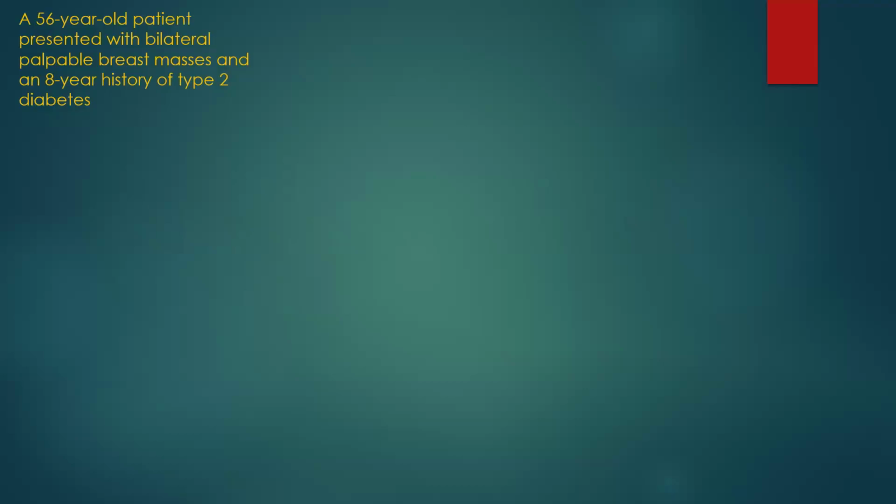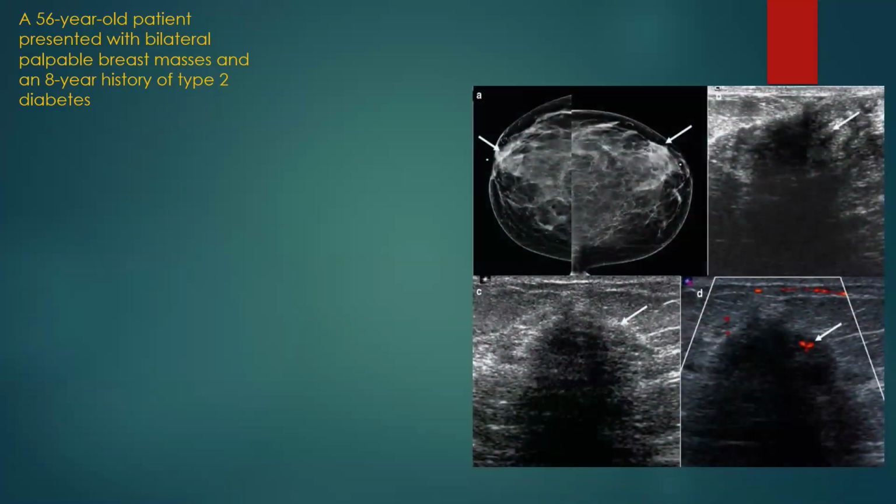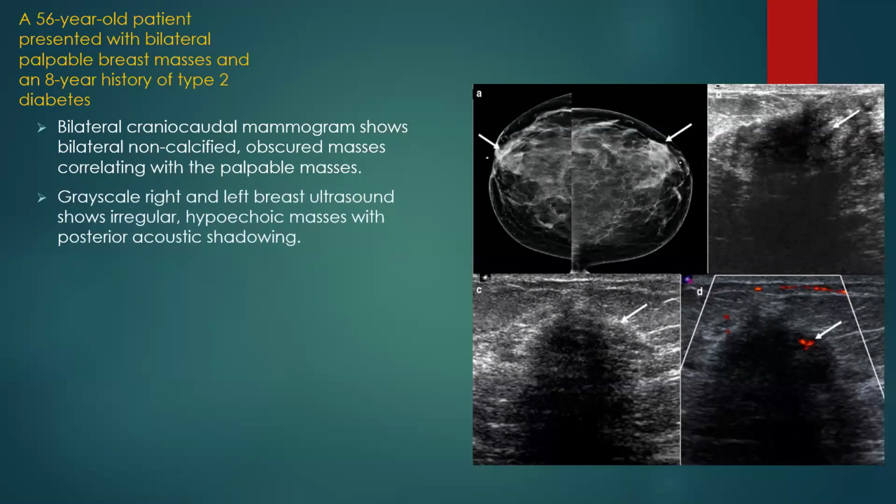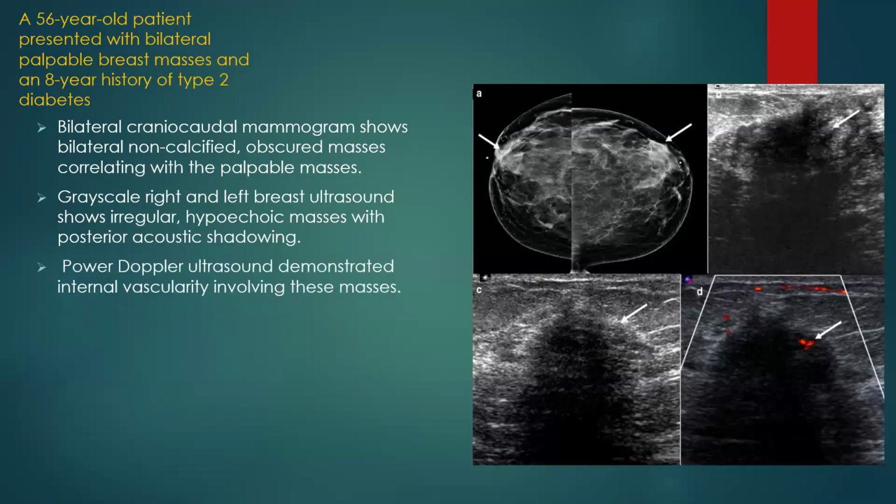We have a case of a 56-year-old lady who presented with bilateral palpable breast masses and an 8-year history of type 2 diabetes. The bilateral craniocaudal mammogram shows bilateral non-calcified obscured masses correlating with the palpable masses in the patient. The grayscale right and left breast ultrasound shows irregular hypoechoic masses with posterior acoustic shadowing. The power Doppler ultrasound demonstrated internal vascularity involving these masses.